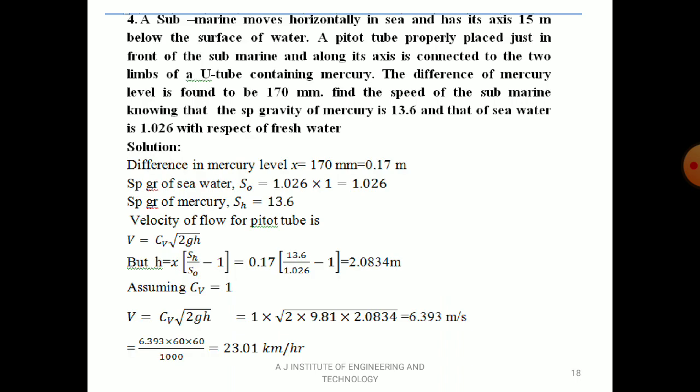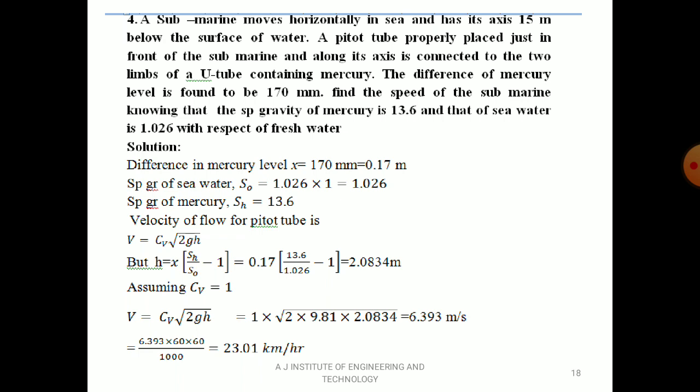Next, fourth problem. A submarine moves horizontally in the sea and has its axis 15 meter below the surface of water. A pitot tube properly placed just in front of the submarine and along its axis is connected to two limbs of a U-tube containing mercury. The difference of mercury level is found to be 170 millimeter. Find the speed of the submarine, knowing that the specific gravity of mercury is 13.6 and that of sea water is 1.026 with respect to fresh water.